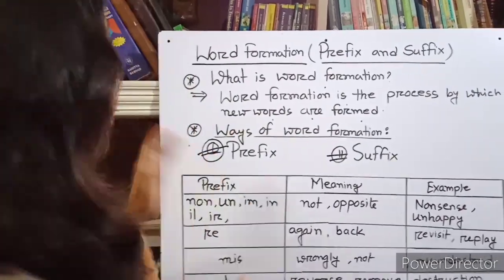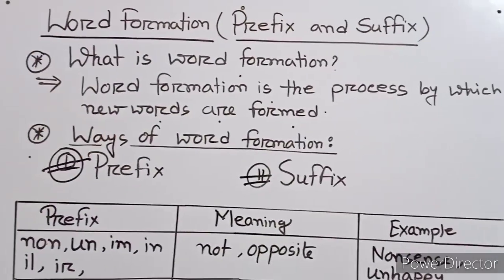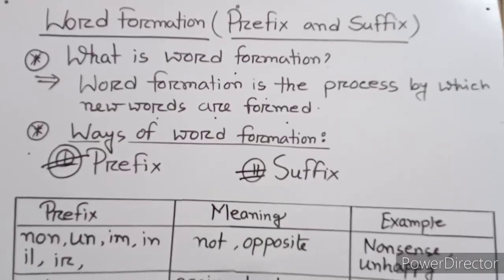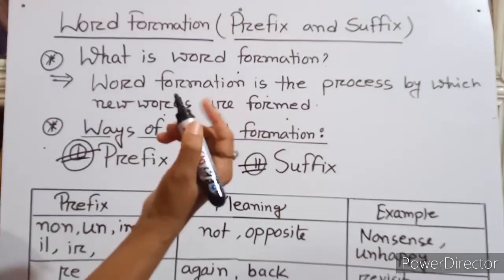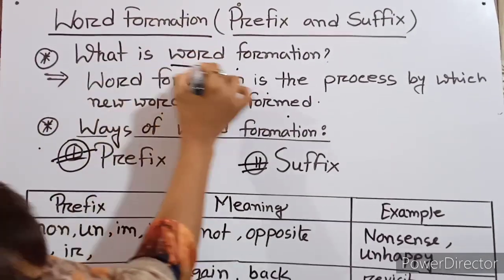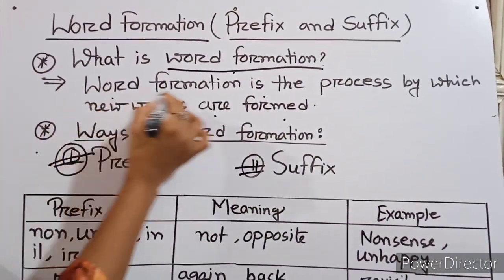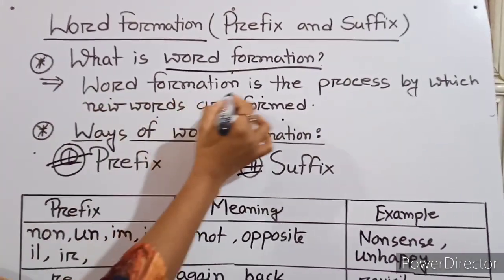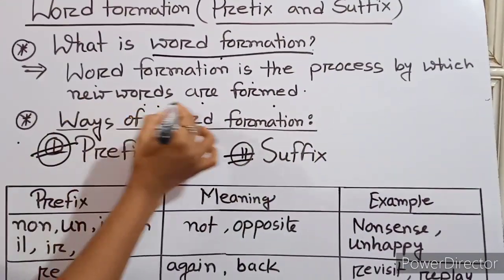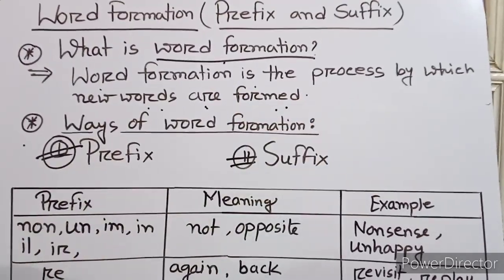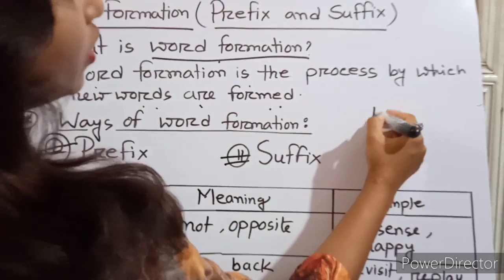Okay, my dear students, now I want to show you what I mean by word formation. I already mentioned this word, word formation. Here I have already written this. Word formation is the process by which new words are formed. So if you want to form a new word, in that case you need a root word.